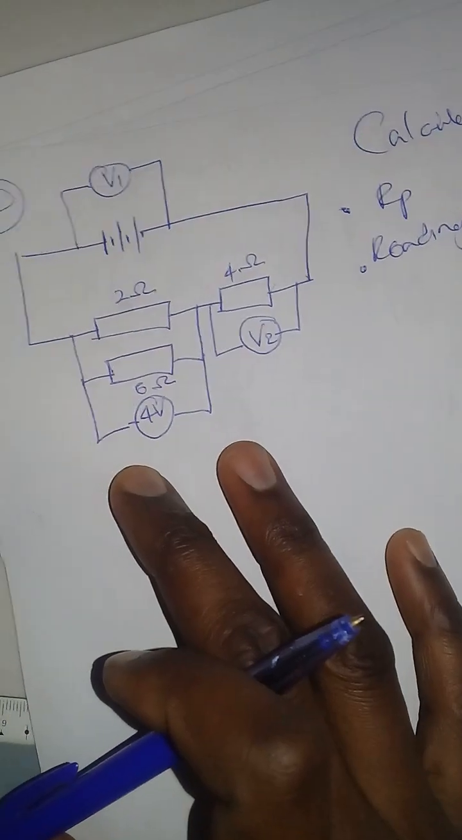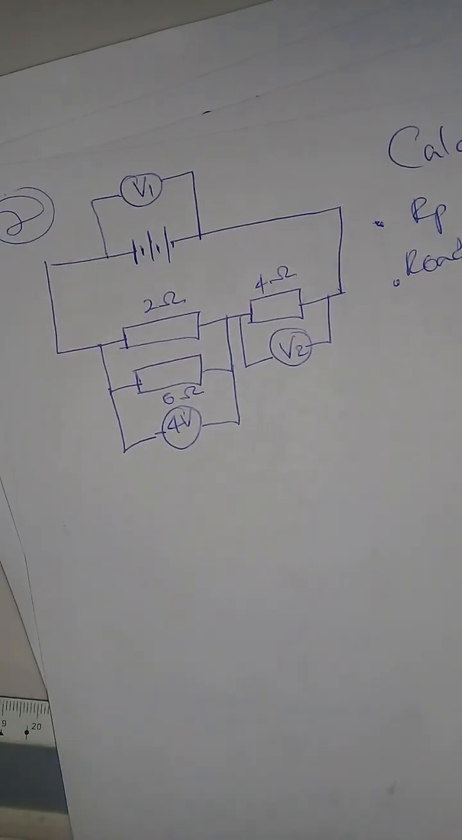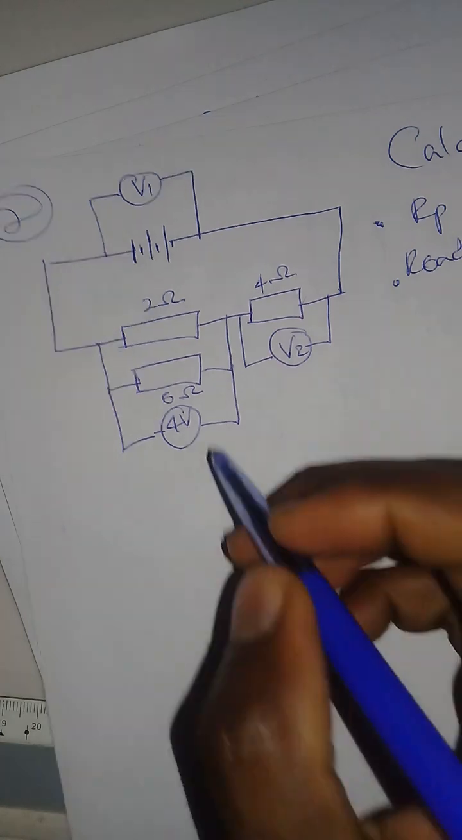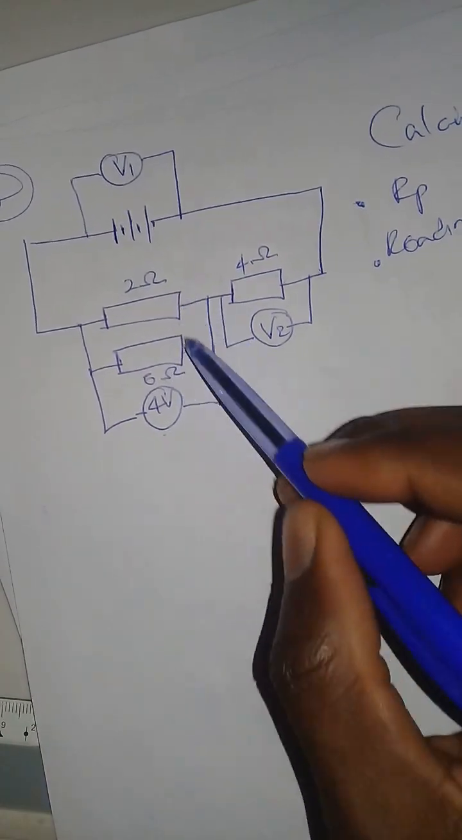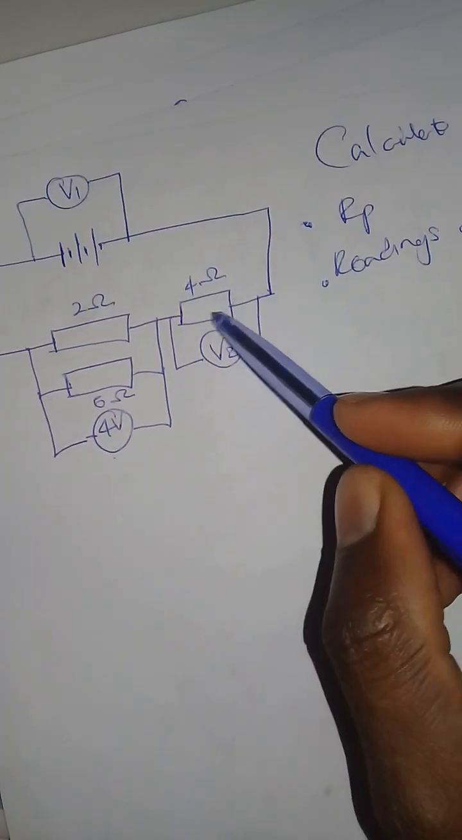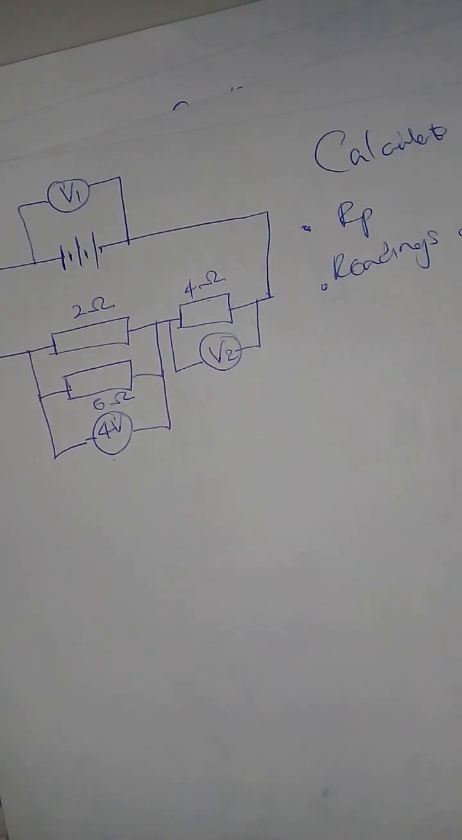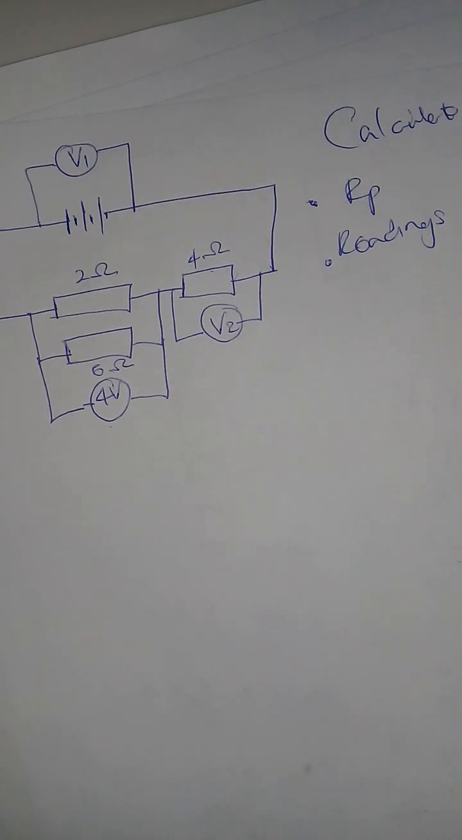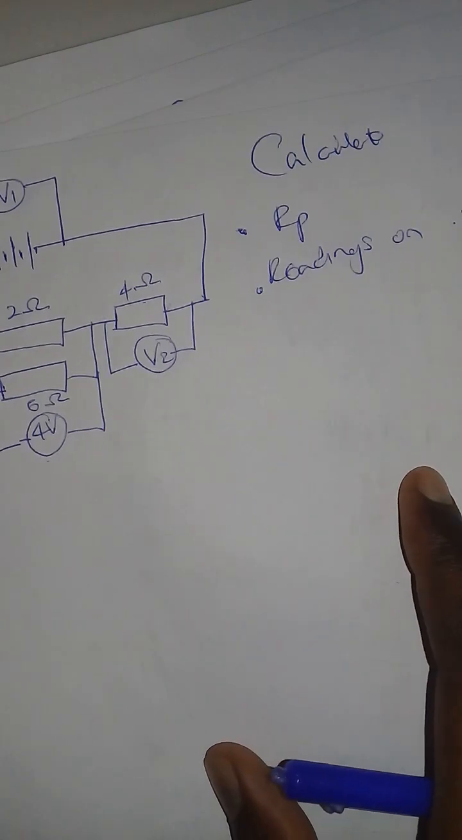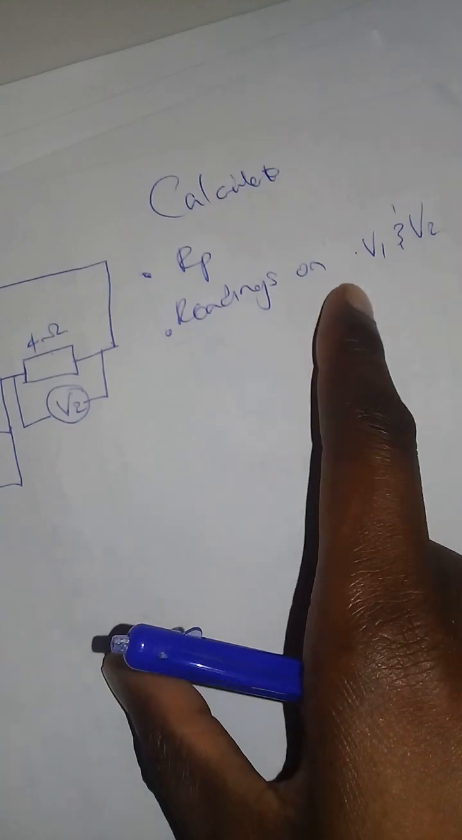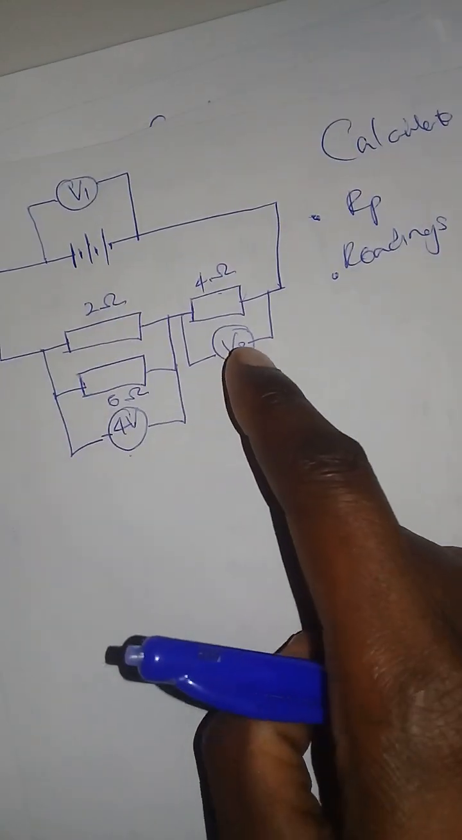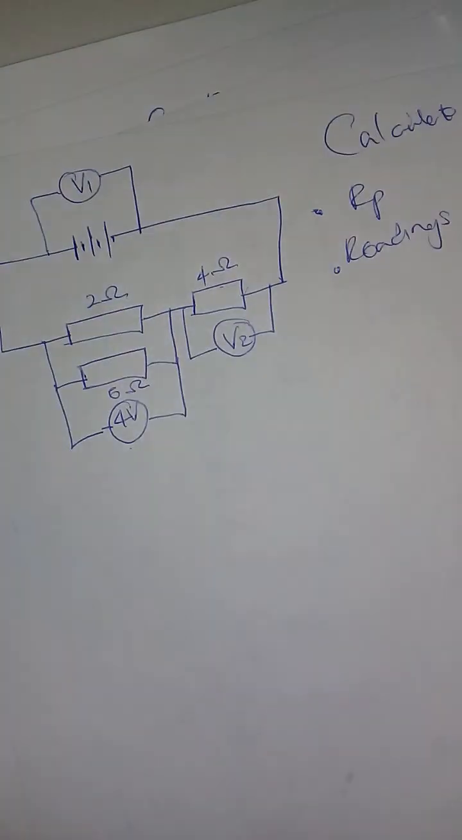Right, now on this one, we have two resistors connected in parallel and one connected in series. We're given the voltage. Now we're supposed to calculate what? Let's see, RP, the connection in parallel. Then we're supposed to calculate V1 and V2. So we're supposed to calculate this and this, right?